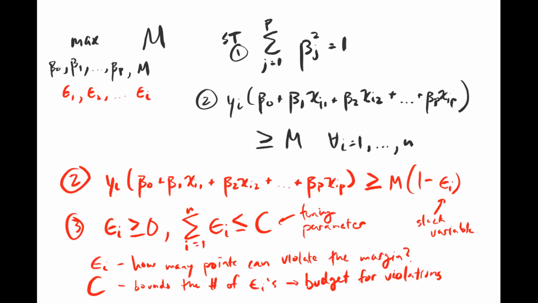So if C equals 0, then epsilon has to be equal to 0. So this term ends up being 0, and this ends up just being M on this side, which is the same as the maximum margin classifier.